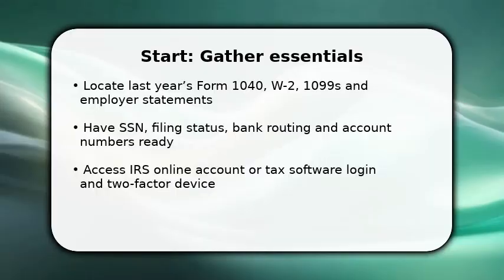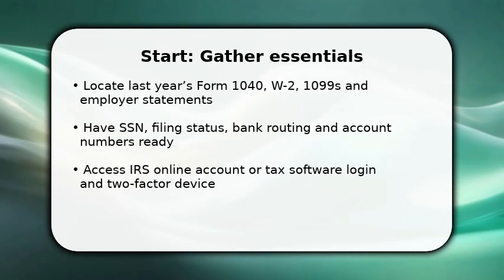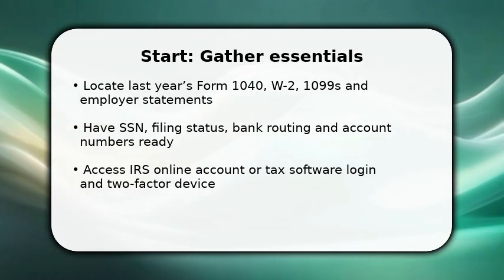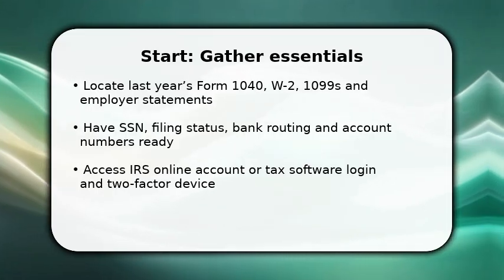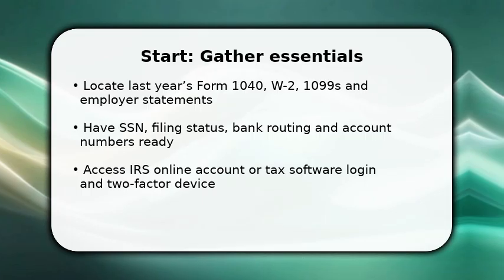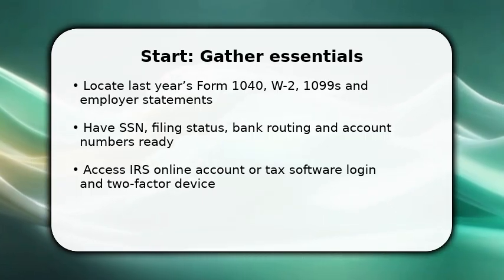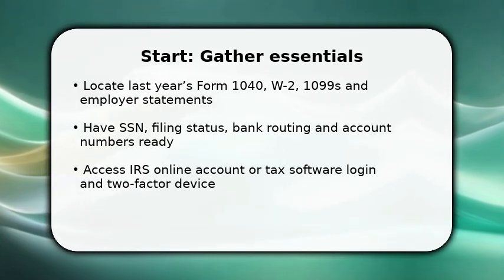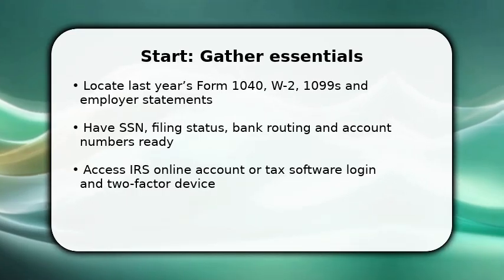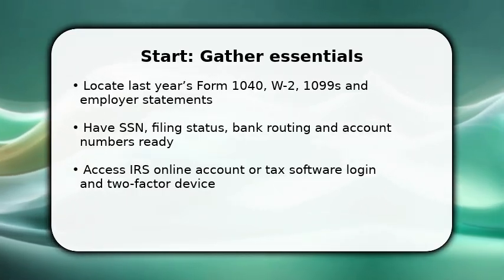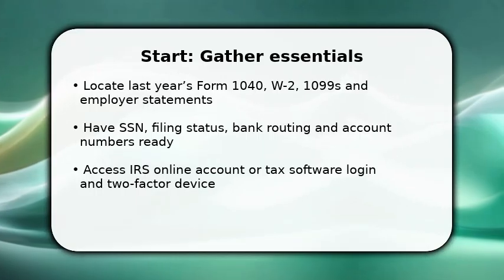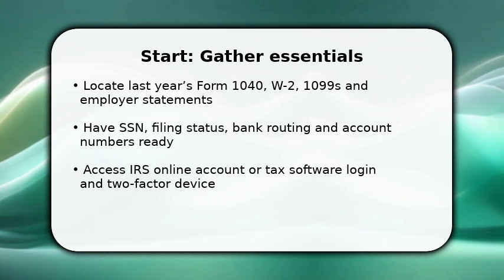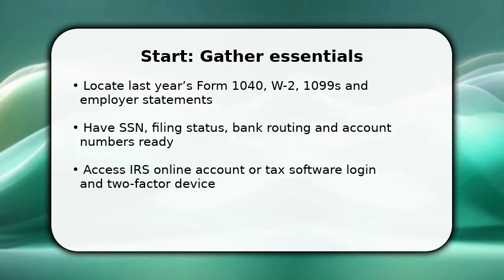Please enjoy the video. You begin by assembling precise documents and credentials so you can locate your tax return quickly. Start with your Form 1040, W-2s, and any 1099s. Once done, make sure your Social Security number and bank routing/account numbers are at hand. Next, sign into the IRS online account or your tax software. If you don't have access yet, request a reset and use two-factor authentication. This upfront organization saves time and prevents errors when you retrieve or recreate the return.